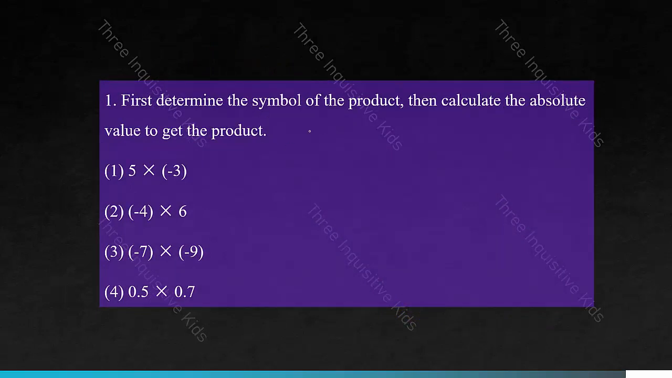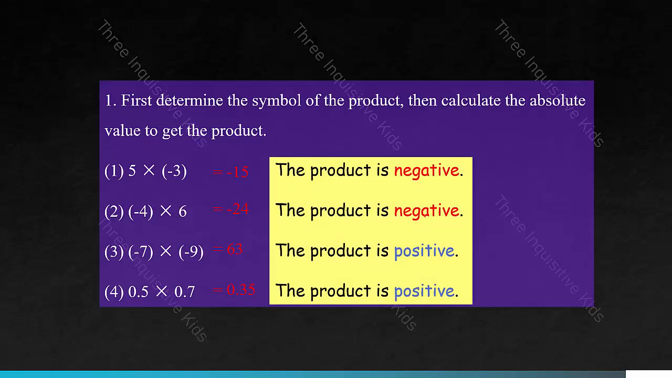First determine the sign of the product, then calculate the absolute value to get the product. For the first one, we have negative 15, second one is negative 24, third one is positive 63, and the fourth one is 0.35. The product is negative for the first two, and the product is positive for the last two.